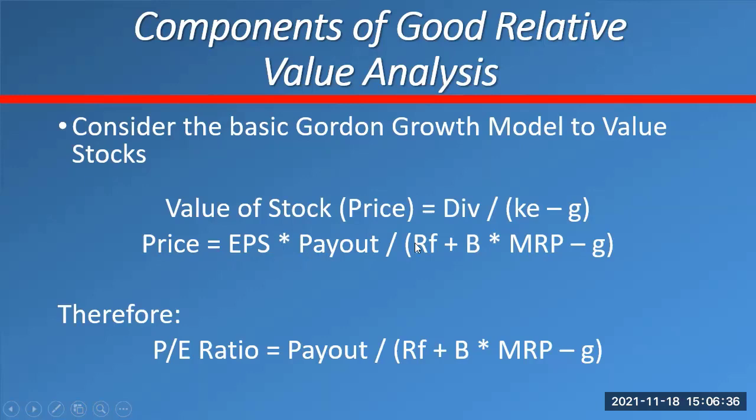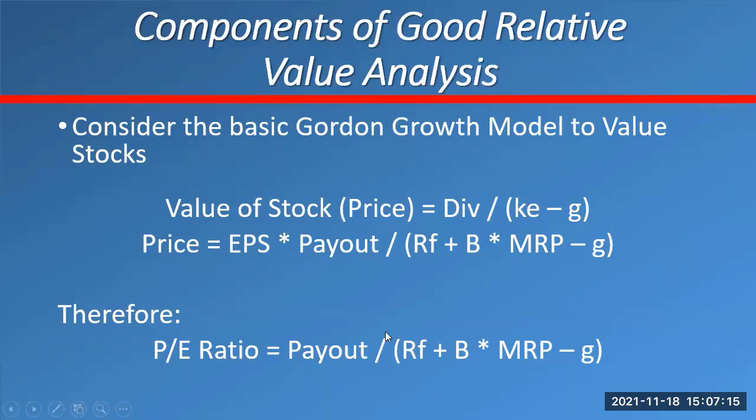How do we get from this to a PE ratio? There's price. How do we get from price to earnings? Can we just divide both sides by earnings? Isn't the PE ratio just that? That's really critical. If you're going to use PE ratios, realize what the PE ratio is measuring. So it's the payout ratio divided by the risk-free rate plus beta times the market risk premium minus G. There's a tremendous amount of information in that little formula.